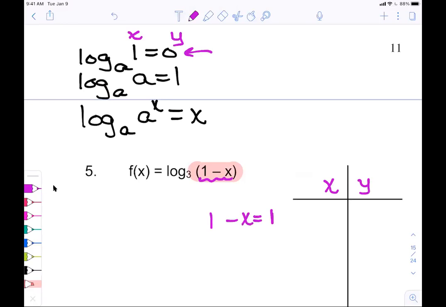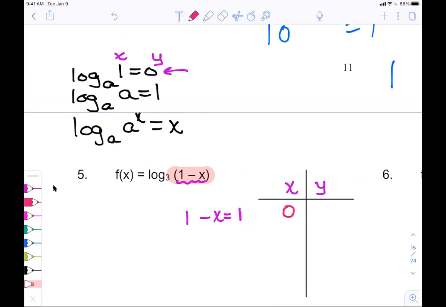So Joe, can you give me a number for x that when I take 1 minus that value, it equals a positive 1? 0. So Joe said 0. 1 minus 0 is a positive 1. So that means I have the log base 3 of 1 minus 0, which is really the log base 3 of 1, which is equal to 0 from property number 1. So we're going to have an ordered pair at (0, 0).